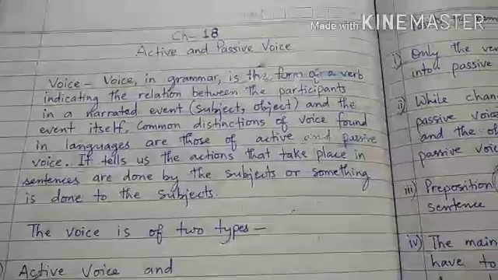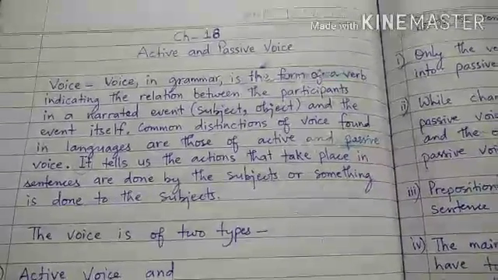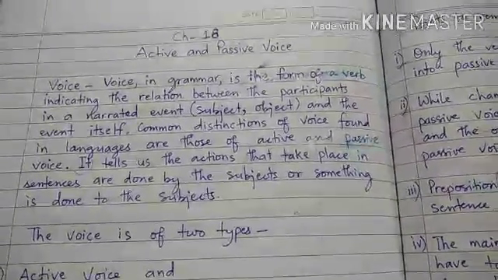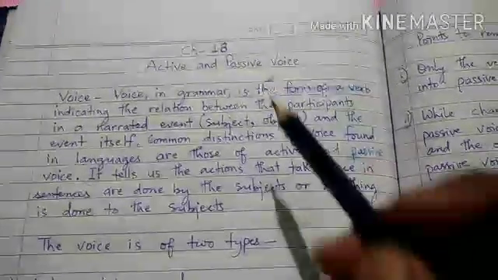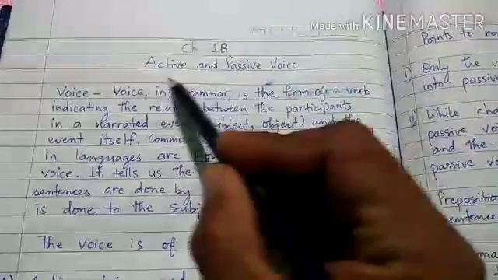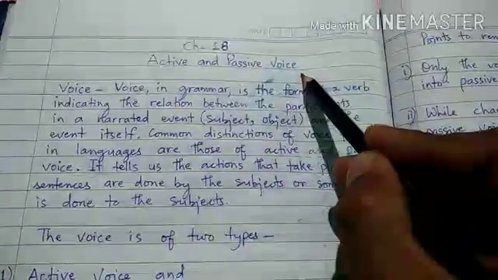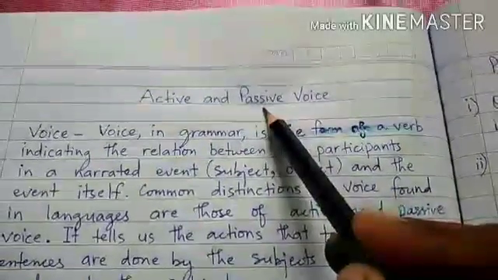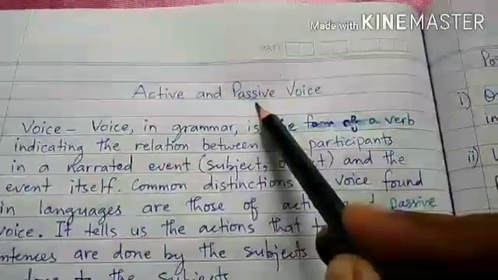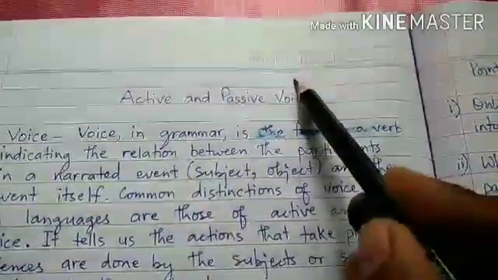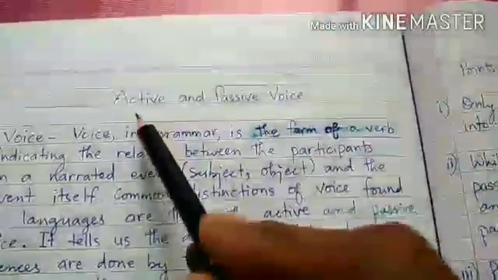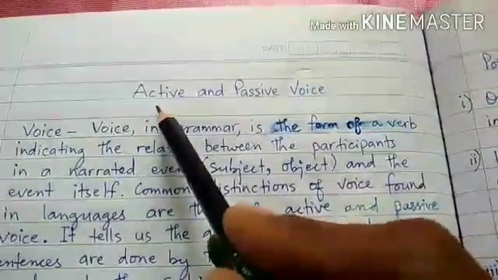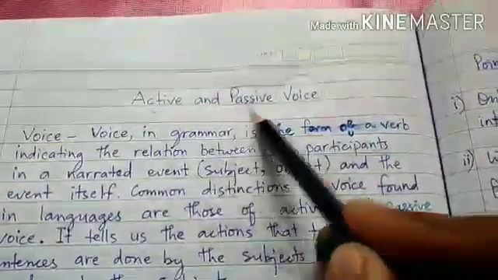In today's class, in this video, for the students of Standard 6, we'll start the new chapter from our English grammar, that is chapter 18, Active and Passive Voice. That means in this video, in this chapter, we are going to understand first what is voice, what are the kinds of voice. That means especially we are learning about active and passive voice.